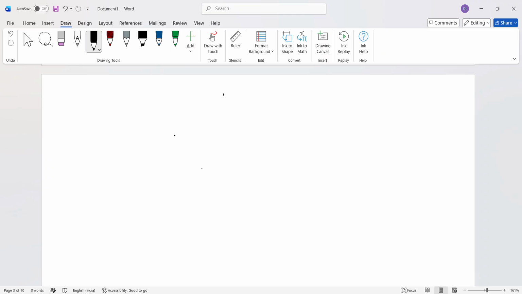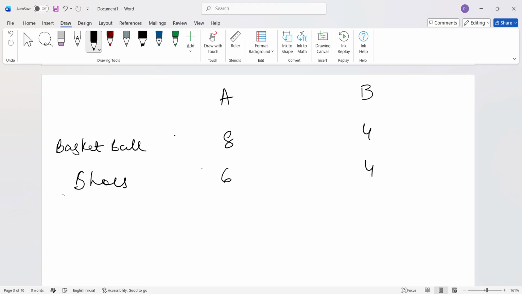So again, it's an output table. That is, it gives you the number of units produced. Let's say country A and B, and I have two goods. One is basketball and the other is, let's say, shoes. Country A produces 8 and 6, and country B produces 4 and 4. Again, country A has an absolute advantage in the production of both the goods.